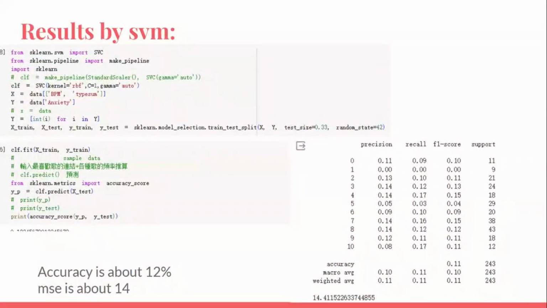Here are the results of using a support vector machine. In the beginning, we consider type sum and BPM as variables that can be treated as a plan for classification. However, after experiments, we found that the accuracy is about 12% and MSE is about 14%.